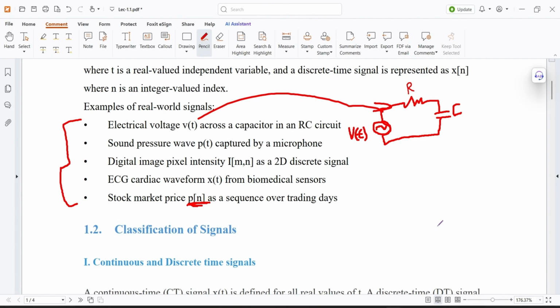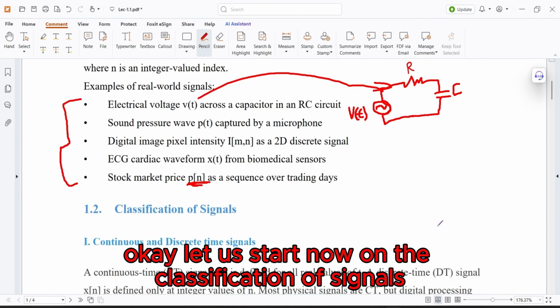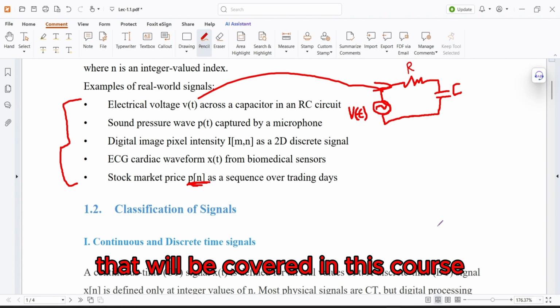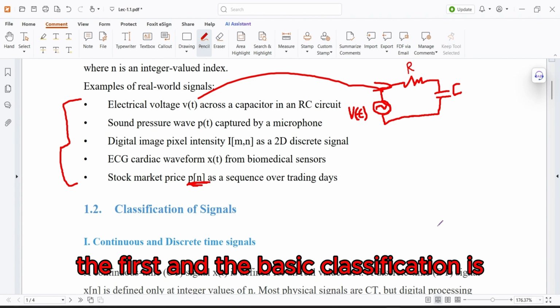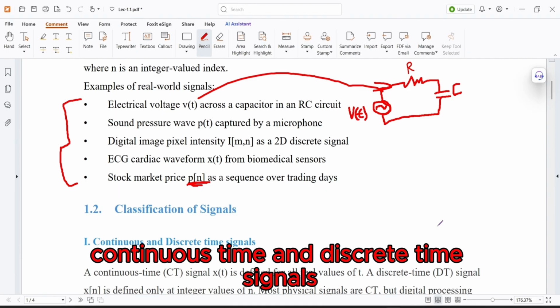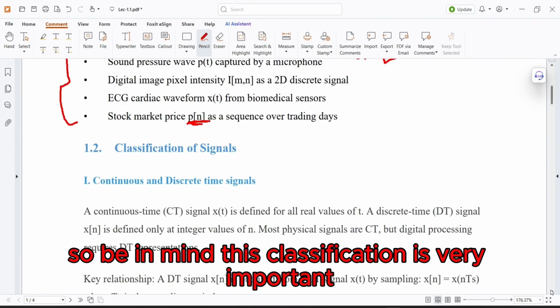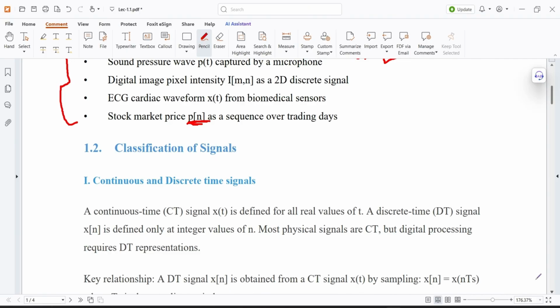Okay, let us start now on the classification of signals. There are different classifications of signals that will be covered in this course. The first and the basic classification is continuous time and discrete time signals. Bear in mind, this classification is very important.